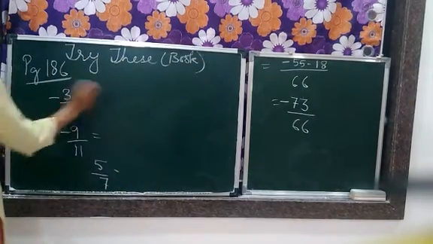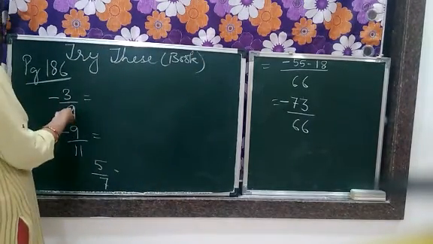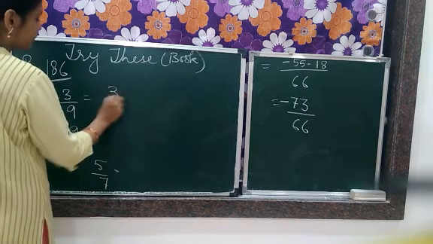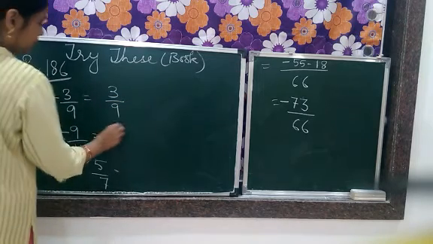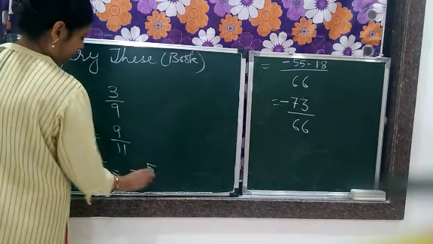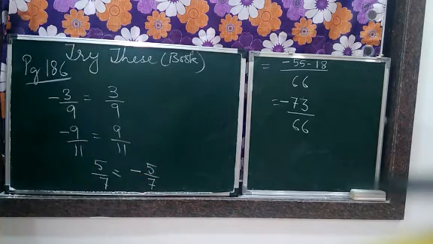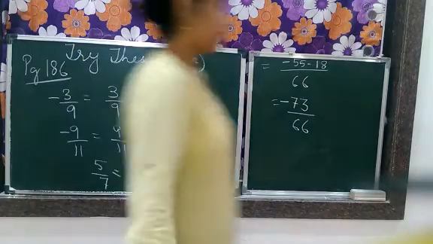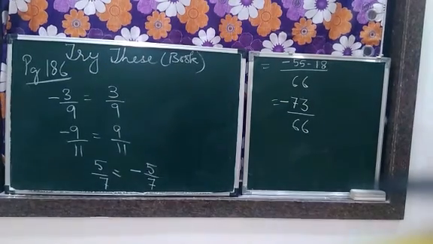So additive inverse of this, negative of minus 3 by 9, that is minus minus becomes plus. So direct 3 by 9. Similarly, direct 9 by 11. Similarly, negative of 5 by 7, that is minus 5 by 7. So we completed the try these of page 186, children.